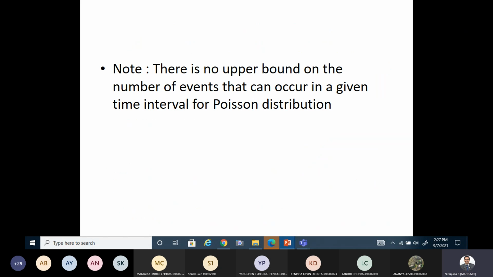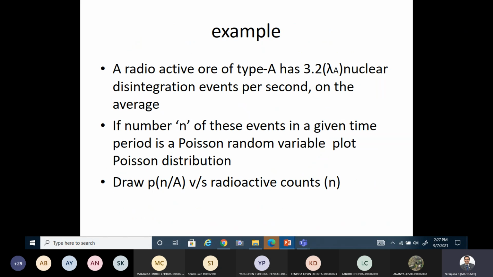If you know this, you can try to plot a particular distribution. In a given example, let us see how to draw this distribution. Given here is a particular problem with a radioactive ore, and the class name of this particular ore is A. The class is A.